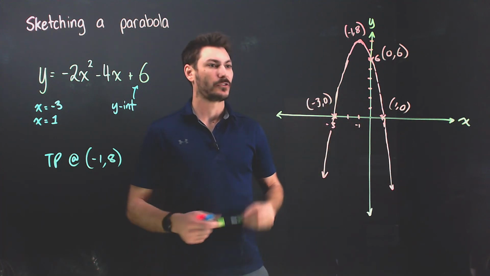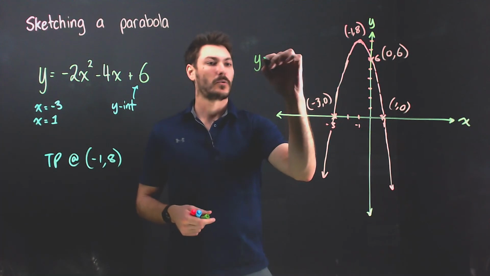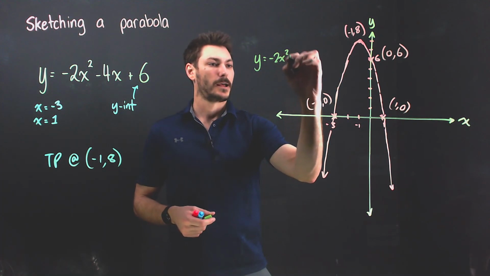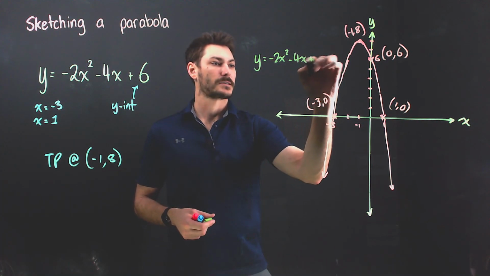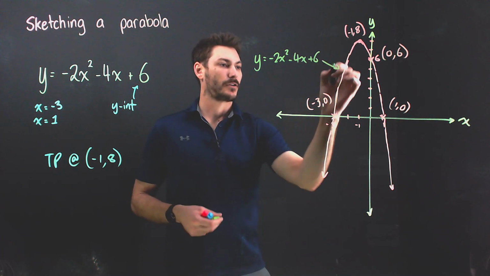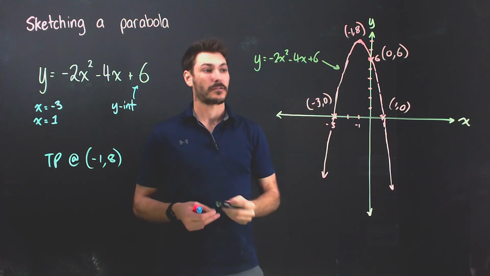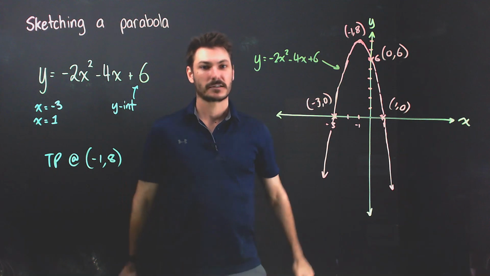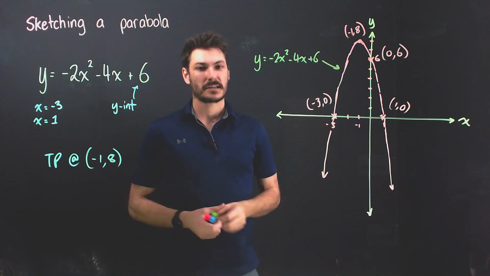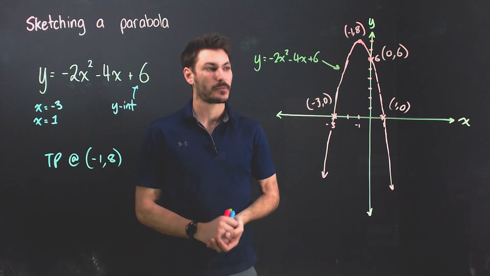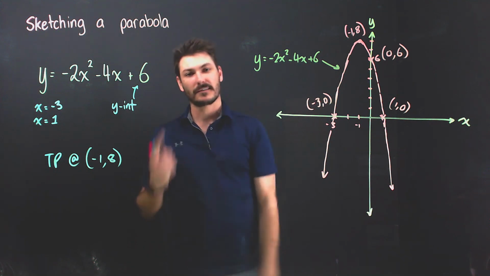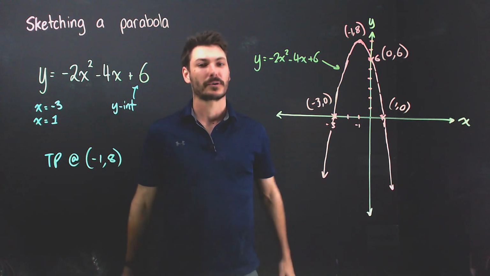And the last thing I'll do is I'm going to write my equation, y equals minus 2x squared minus 4x plus 6 as the graph that I have, or rather the equation that I have graphed. So that's the process. If you need to sketch a parabola of any sort, you're going to need your x-intercept, your y-intercept, and your turning point.